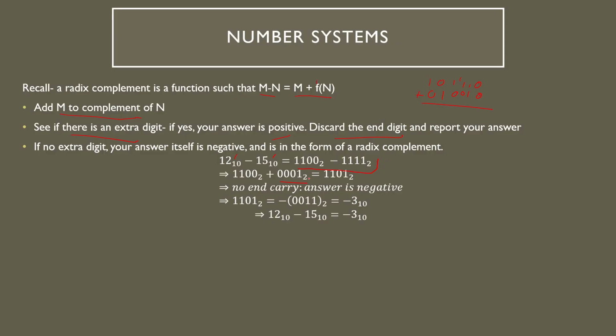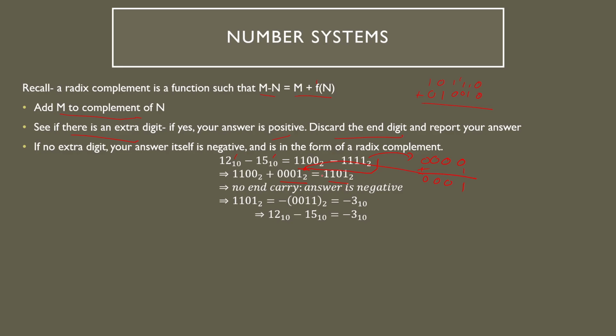And the complement is 0001. You want proof of that? It's basically the bit switch of this, so the 1's complement, and then add 1, so 0001. Put this back here. And now I add these two numbers, I get 1101 base 2.